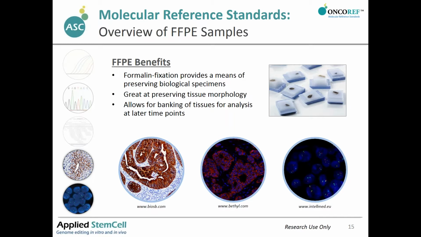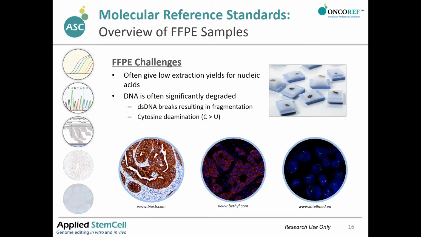But the problem with this approach is that while it's very good at maintaining tissue morphology, if you want to apply the samples to different types of analytical methods, such as nucleic acid detection using PCR or sequencing types of analyses, there are often a number of different challenges with these samples. One of the challenges is that when you try to extract DNA from these samples, it often results in low yields of nucleic acid. The other problem is that DNA is often significantly degraded. This is because the fixation process often results in double-stranded DNA breaks, which results in fragmentation of the DNA.